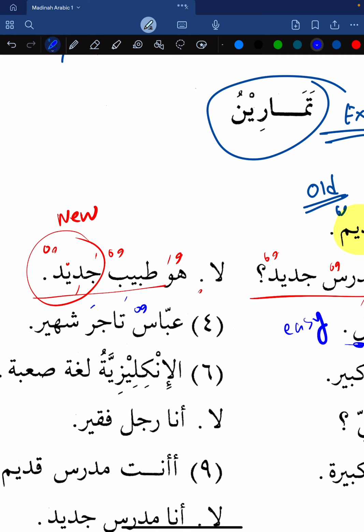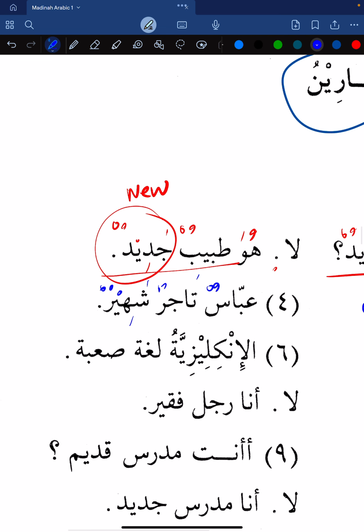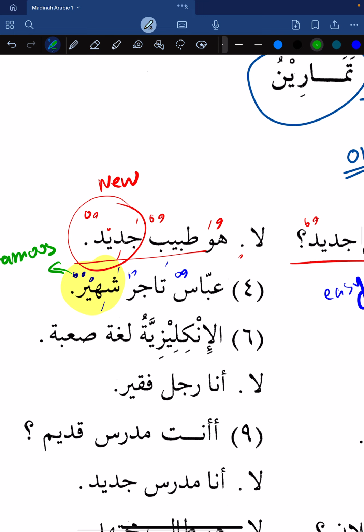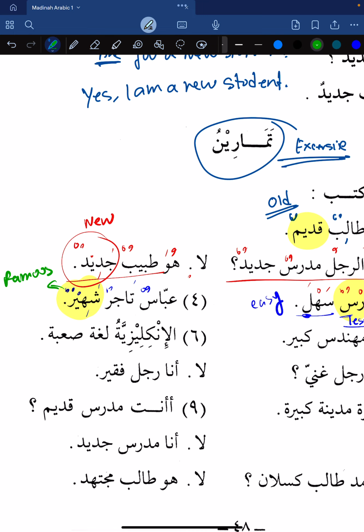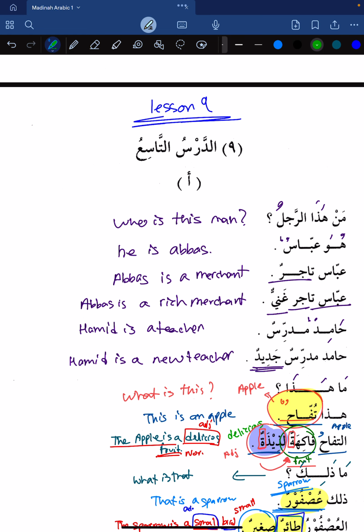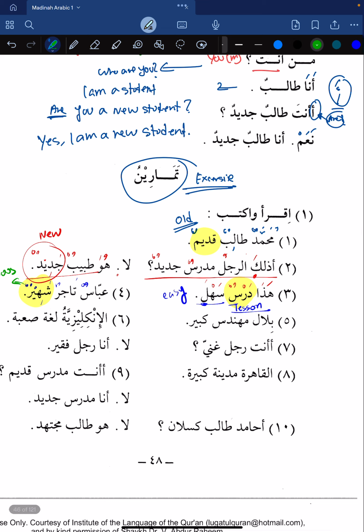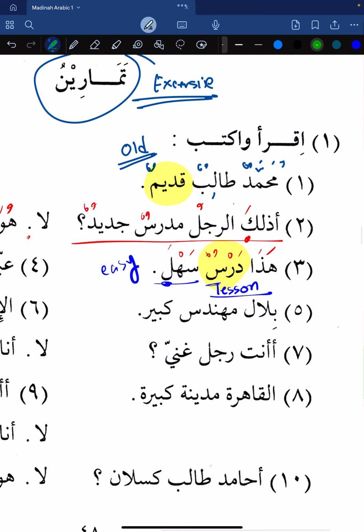Abbasun tajirun shahir. Oh my god, so many new words. Shahir means famous. You have a lot of new words here. So Abbas isn't just a merchant. What was he before? He was a merchant. Then he became a rich merchant. Now he's a famous merchant. Damn, Abbas is living his dream. Okay.